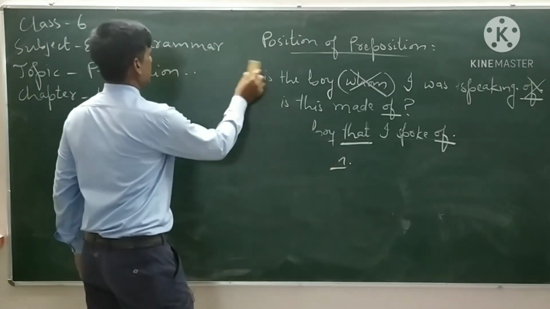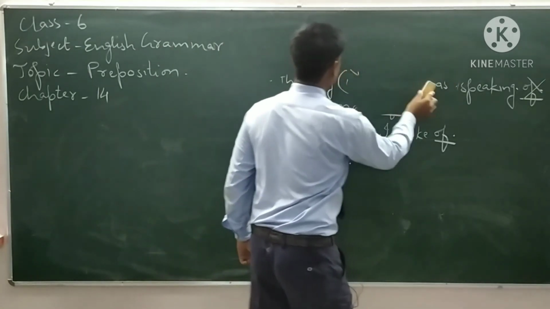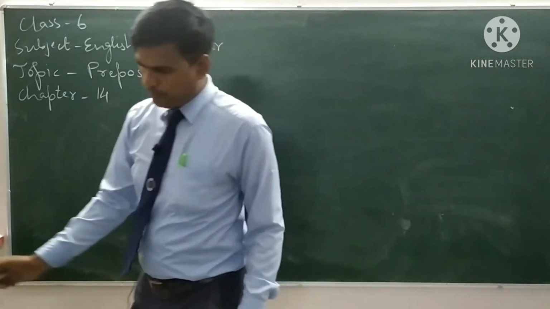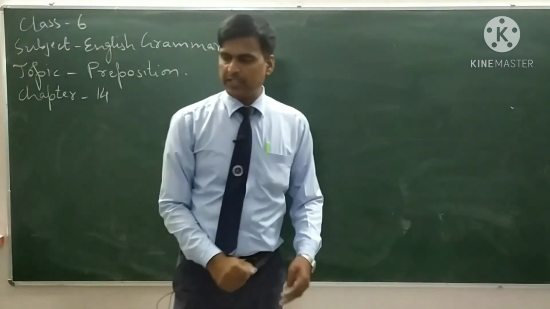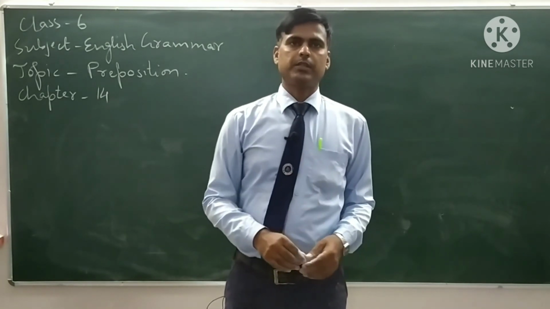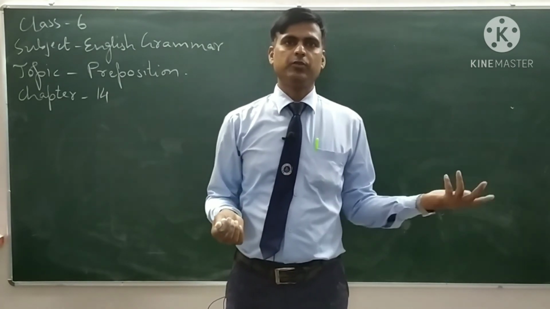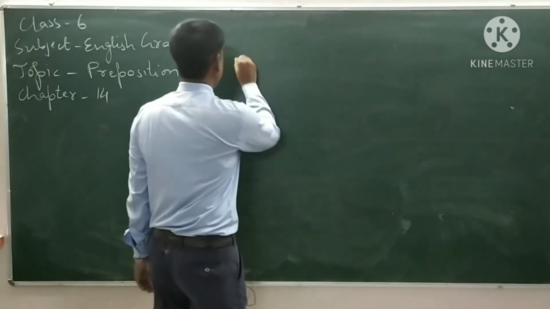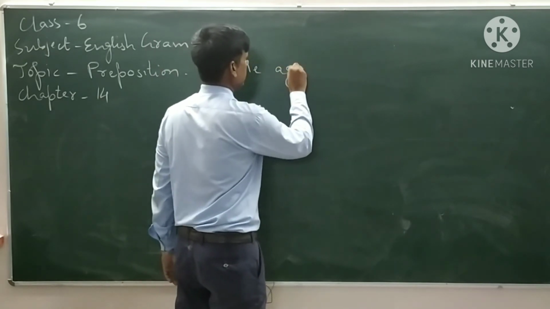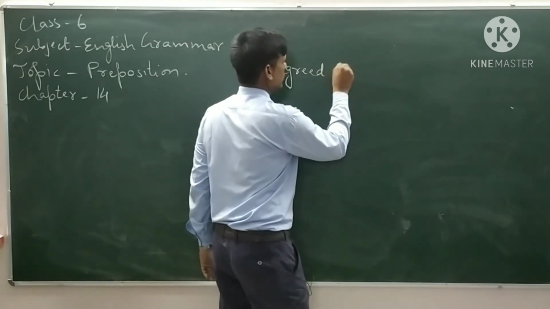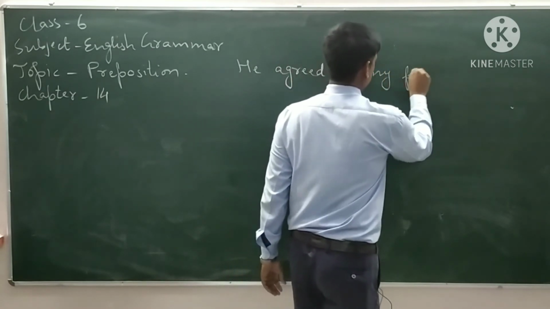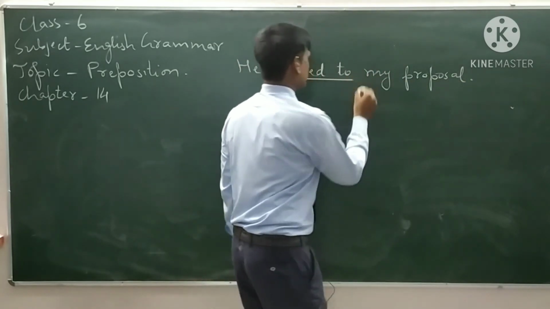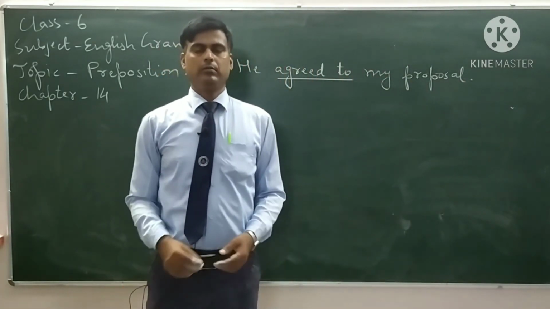There are certain prepositions which are used with certain words. So certain nouns, verbs and conjunctions are always followed by particular prepositions. There are certain nouns, adjectives and verbs which are followed by particular prepositions. He agreed to my proposal. Here with agree we use to. He agreed to, I agreed to.